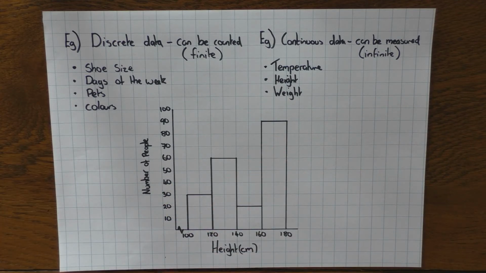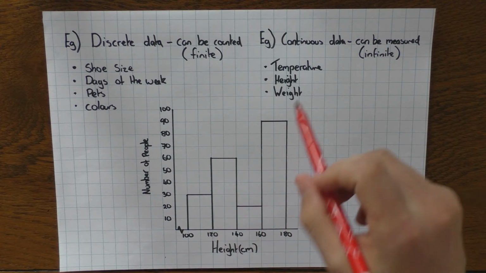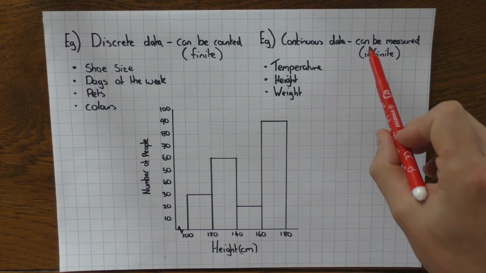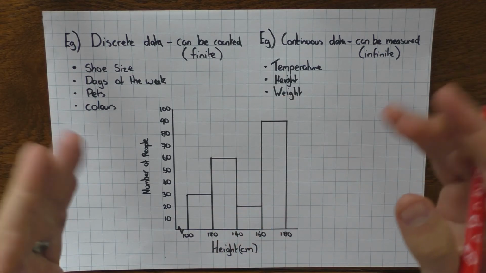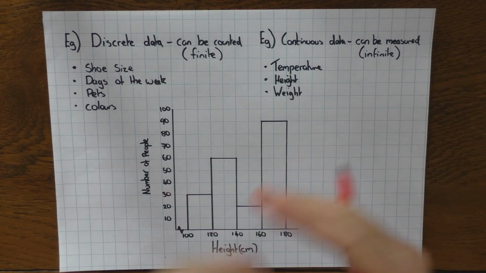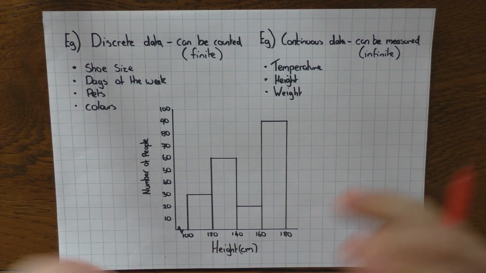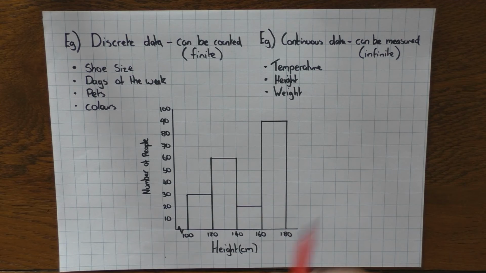Pets and colours, all of these can be counted. Continuous data is where it can be measured, and there's an infinite amount of choices available. So temperature, height is a great one. You've got meters, you've got centimeters, you've got millimeters, nanometers, and so on and so forth. So you can keep measuring, and it's continuous. And weight is the same: kilograms, grams, milligrams, and all stuff like that.